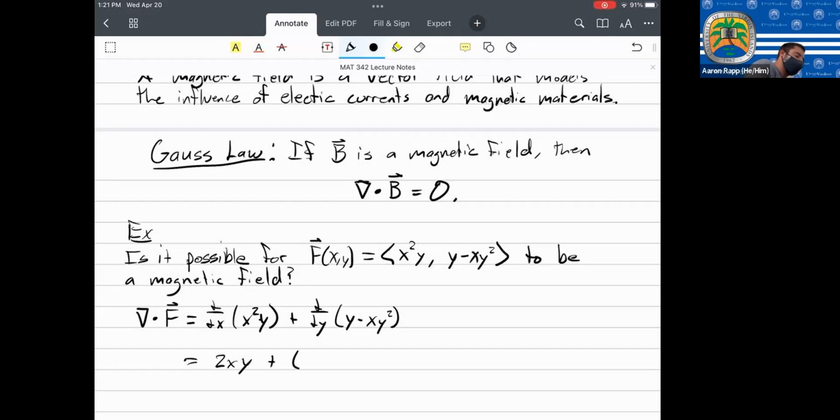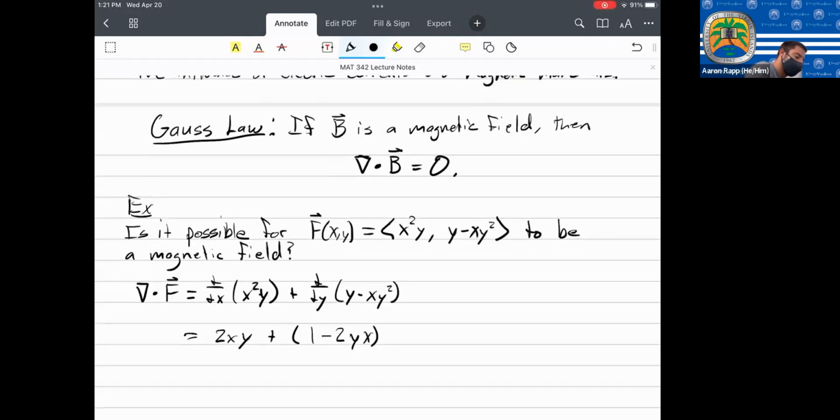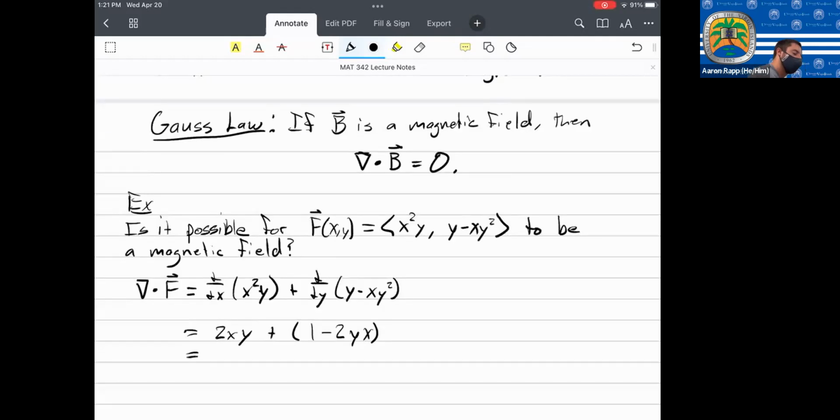And then what is the partial with respect to y of y minus x times y squared? Which means the divergence of this vector field is what? It'll be 1. The two xy's would cancel each other out, leaving me with just a 1. So can this vector field be a magnetic field? No.